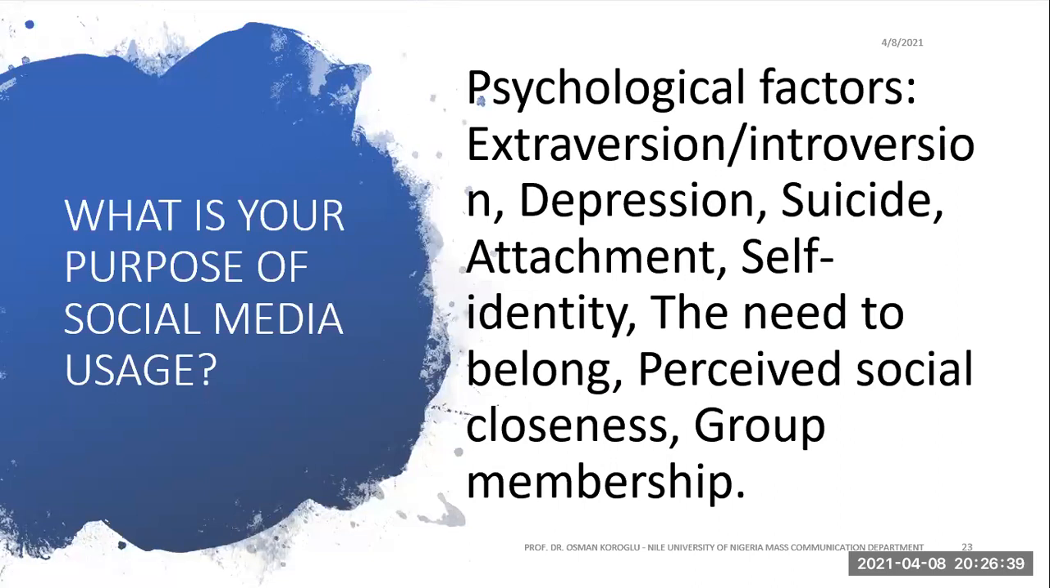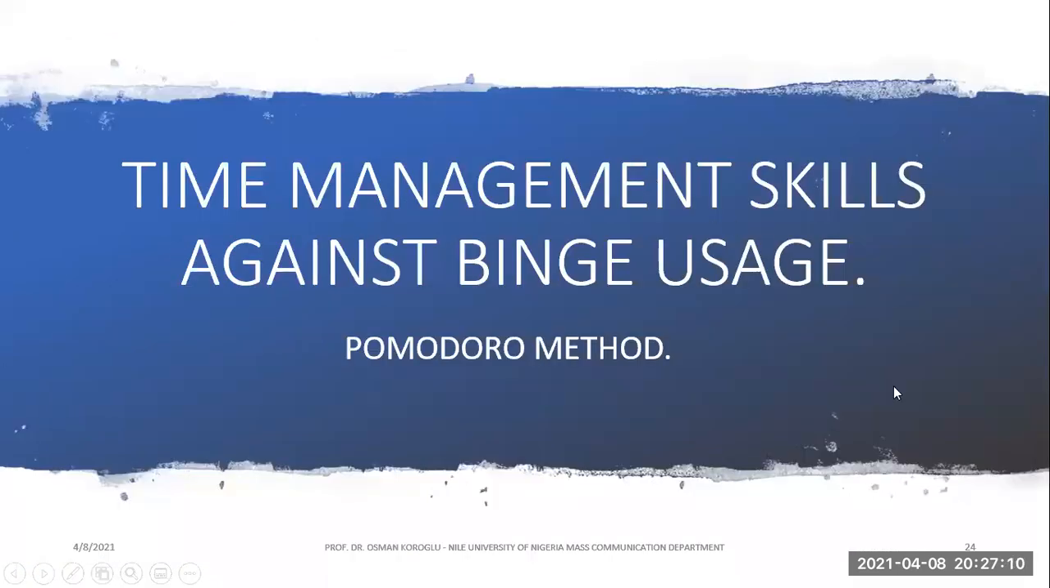And we can talk about the psychological factors affecting these purposes of social media usage. These are generally extroversion, introversion, depression, suicidal tendencies, attachment issues, self identity issues, the need to belong, and perceived social closeness to a certain group or group membership related psychological issues. So let's look at the solutions or how to solve the problematic usage use case scenarios.